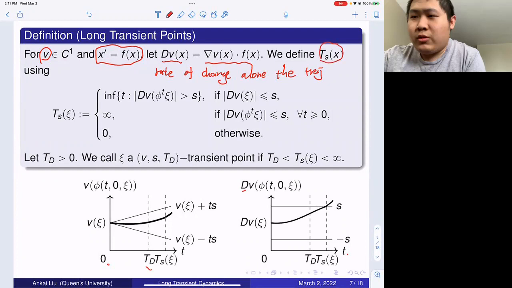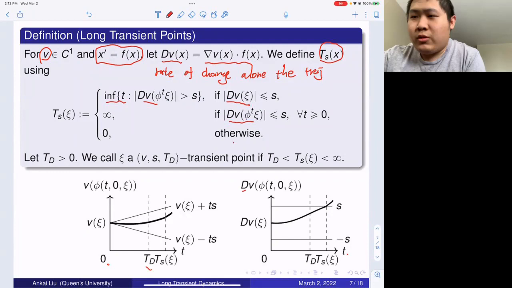In fact, this T_S function is acting like the hitting time. So if the dV value at psi is less than or equal to S, then T_S will be the infimum of t where dV is greater than S. And if the dV value stays less than S, then we say this hitting time is going to be infinity, and of course, it's going to be 0 otherwise.